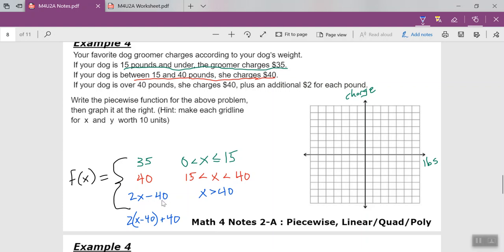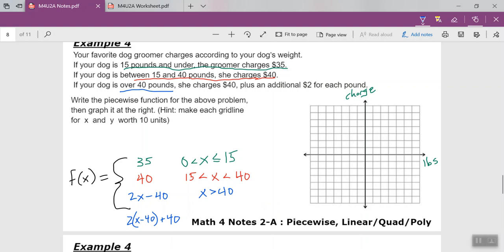Now, we have one other small problem. I'll let you pause for a moment and see if you can figure out where we missed something in this problem. Okay, I will tell you where we missed something, and that is what happens if somebody walks in with a dog that's exactly 40 pounds. Look at the directions. The red says between 15 and 40, and the blue says over 40. Well, what happens if the dog is exactly 40?